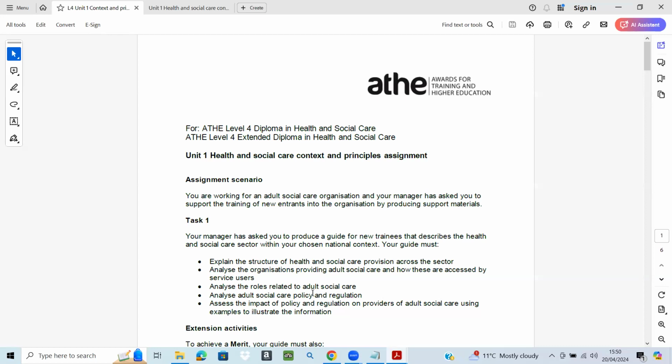Then we need to analyze the roles related to adult social care. So what roles are there which are related to adult social care. Then in the next bullet point, we have to analyze adult social care policy and regulation. For policy, we always need to mention the national policies and the organizational policies as well. Policies are of two types. There are organization policies, which are our own organization's policies, and then we have the national policies, which we all need to follow. And the regulation, the laws and the legislation, these are what every health and social care related person needs to follow, and we need to mention that.